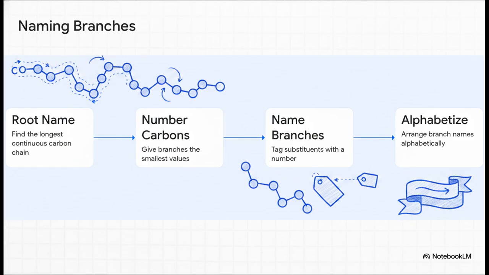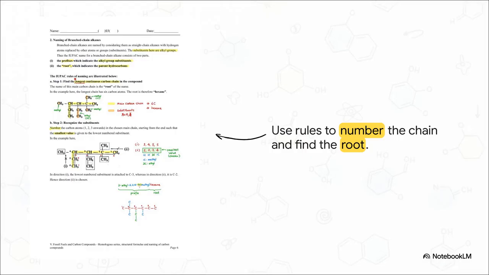First, find the longest continuous carbon chain. That's your root name. Second, number the carbons in that chain so that any attached branches sit on the lowest possible numbers. Third, name those branches or substituents and tag them with their number. And finally, step 4, if you have different types of branches, just arrange their names alphabetically. Easy. Watching this play out in action makes it so much clearer.